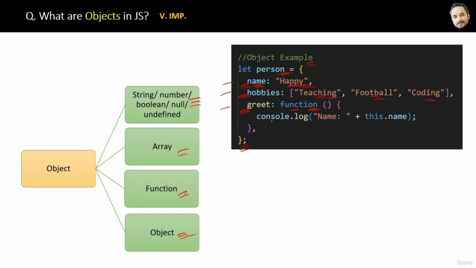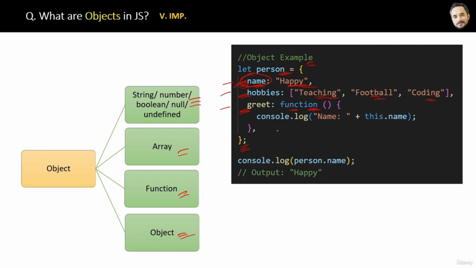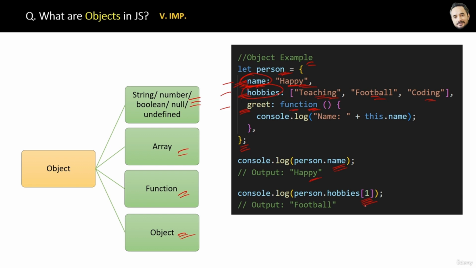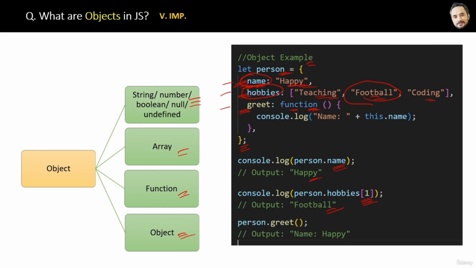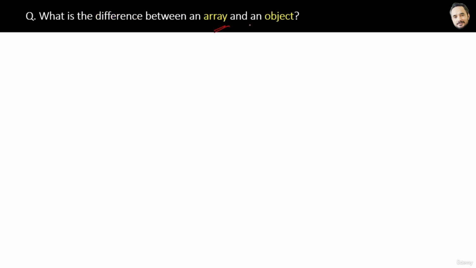Now, if we want to access these properties, first we can access the name property like this: person.name. Then we can access the hobbies by the index value on the array hobbies, and we will get the value at that particular index. Then we can also use the object to call the method greet, something like this, which will basically execute the greet method. Great. Finally, the definition is: an object is a data type that allows you to store key value pairs. Simple. What is the difference between an array and an object?